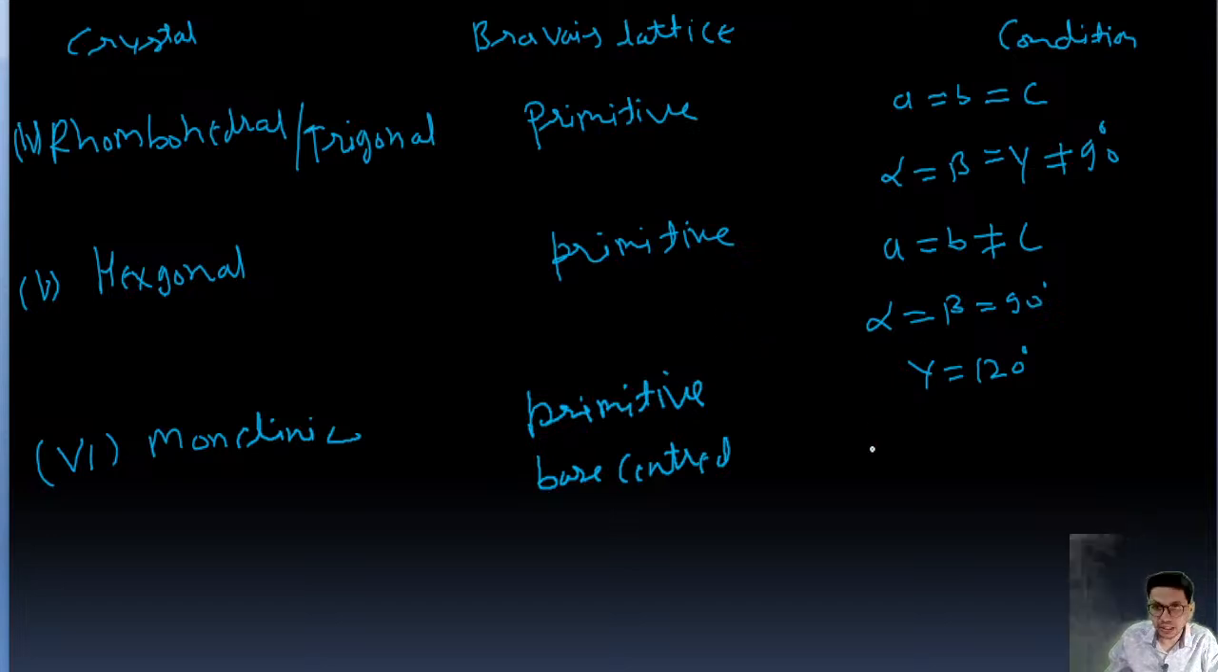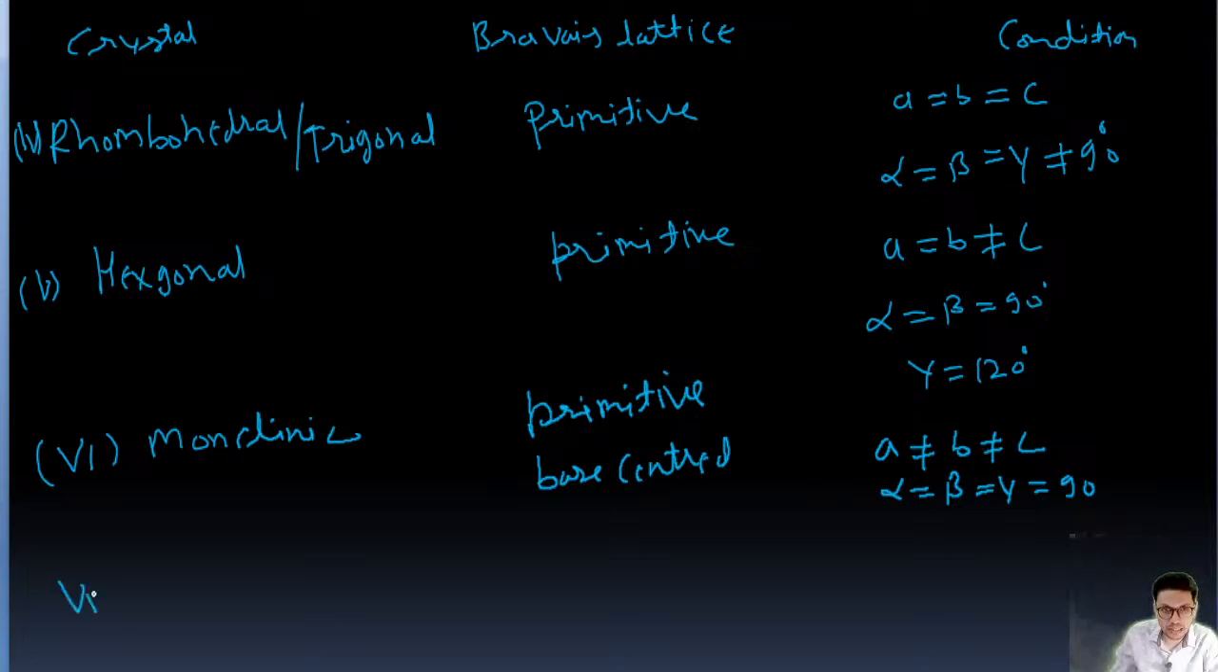And what are the conditions? The condition for monoclinic is A not equal to B not equal to C. So A, B, C are not equal. And for the angles, alpha equal to beta equal to gamma equal to 90 degrees.